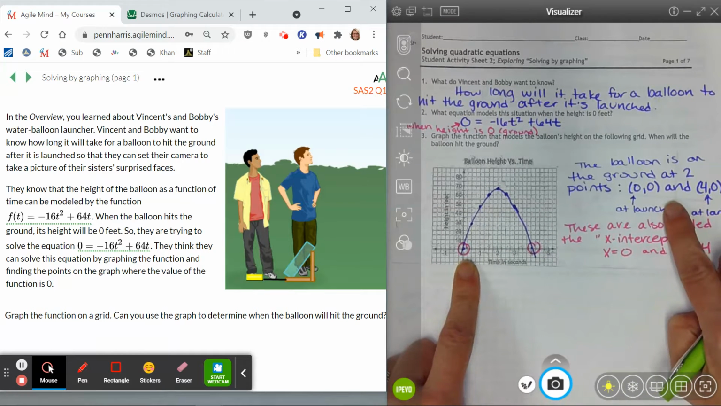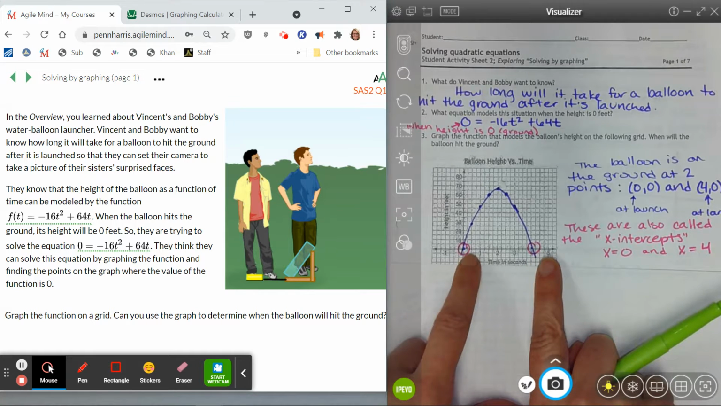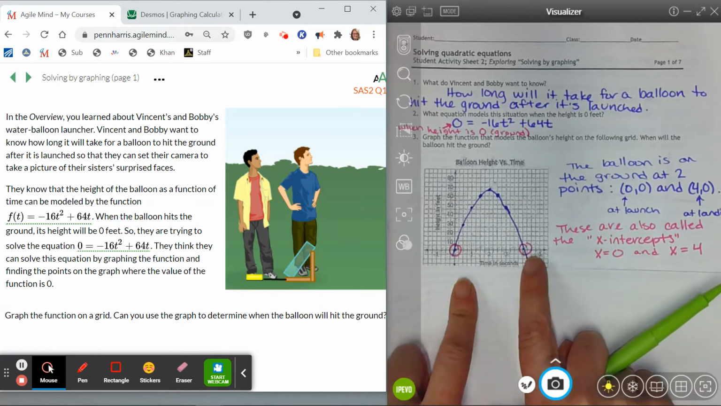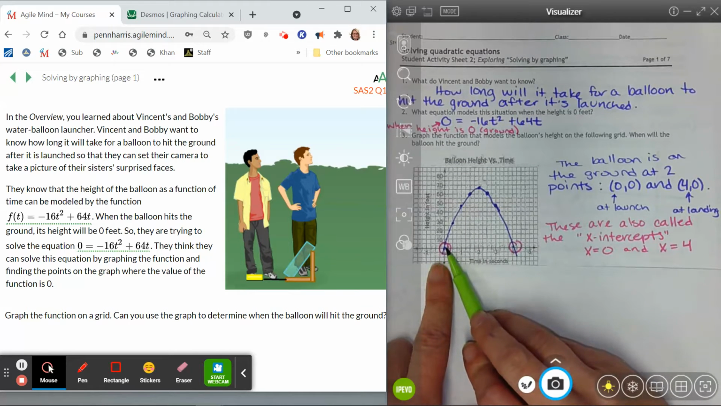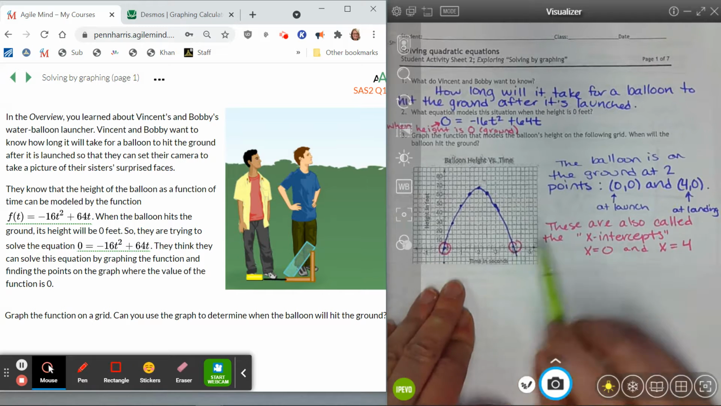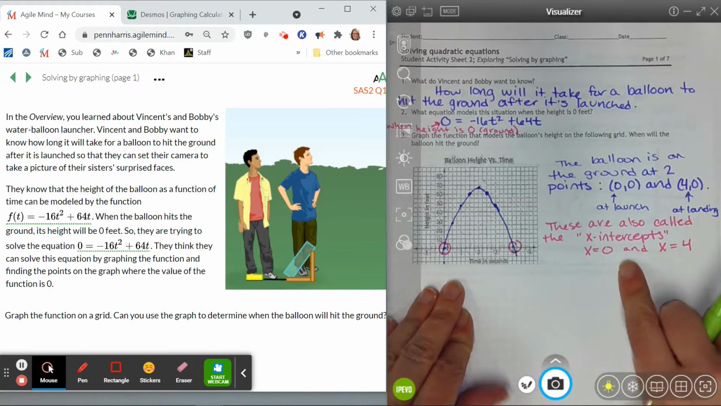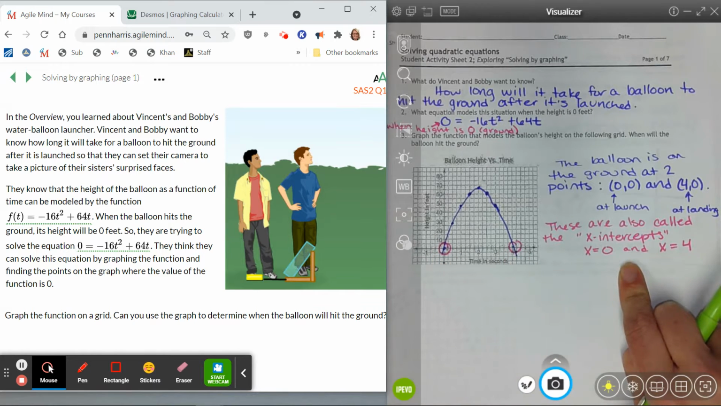The balloon is on the ground at 2 points, and I circled those 2 points at 0, 0 and at 4, 0. The 0, 0 is when it's first launched, and this one over here, the 4, 0, is when it hits the ground. Okay, we also call these x-intercepts. Those x-intercepts are at 0 and 4.